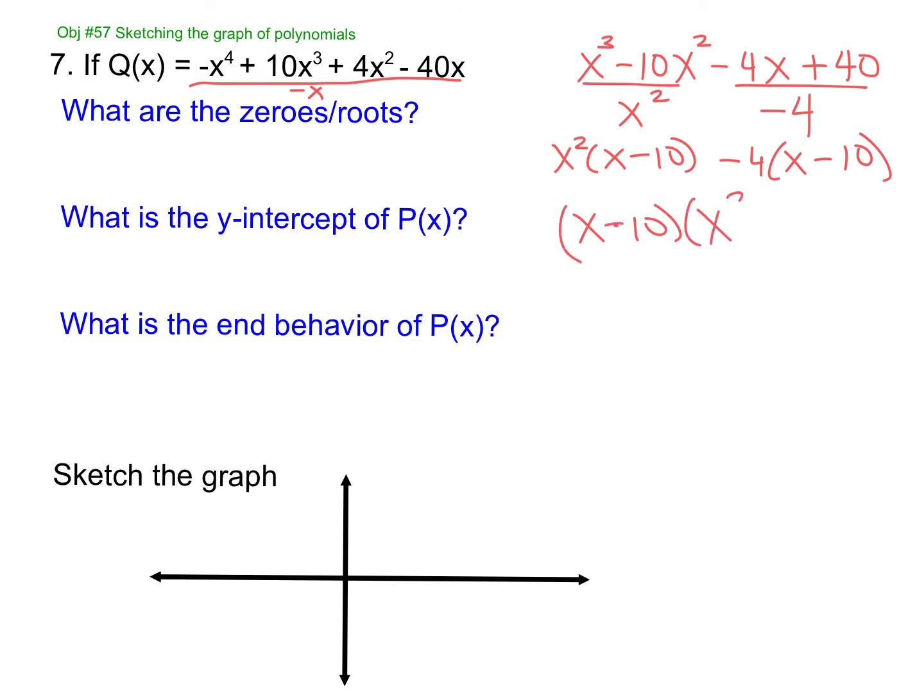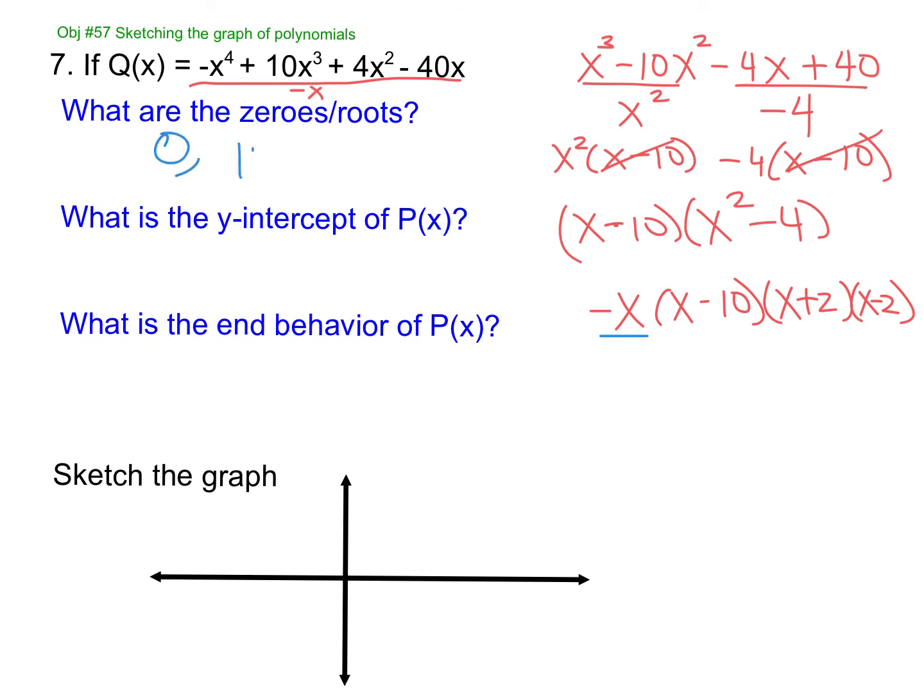We're left with x squared minus 4, right? Those go away. So x minus 10, and then a difference of squares, x plus 2, x minus 2. And then don't forget that original GCF that was out front, which means what are our roots? So we got a plain x gives us 0, minus 10 gives us 10, and then negative 2 and 2. Y-intercept is 0, not negative 40. So if you plug in 0 here, you get 0, not 40.